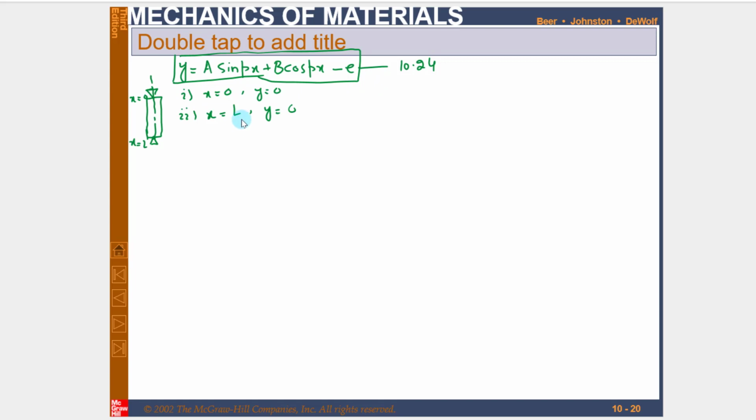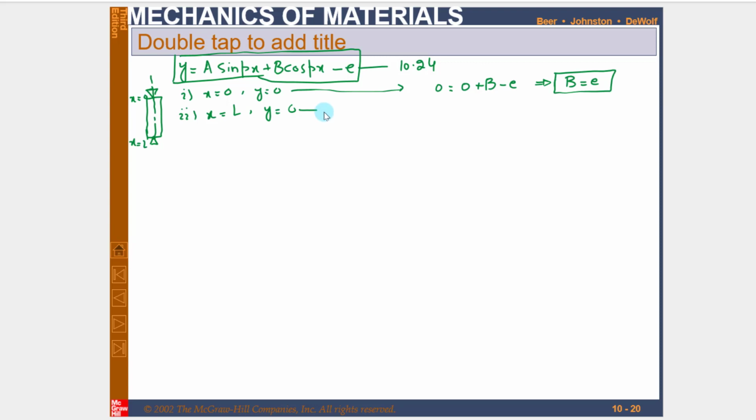Now you can put x equal to 0, y equal to 0 in equation 10.24. If x is equal to 0, y will be 0, and a sin of px, so sin of 0 is 0, so it will be 0, plus b cos of p into 0, and cos of 0 is equal to 1. So it will be only b minus e. So from here we can get b is equal to e. So we have obtained the value of b.